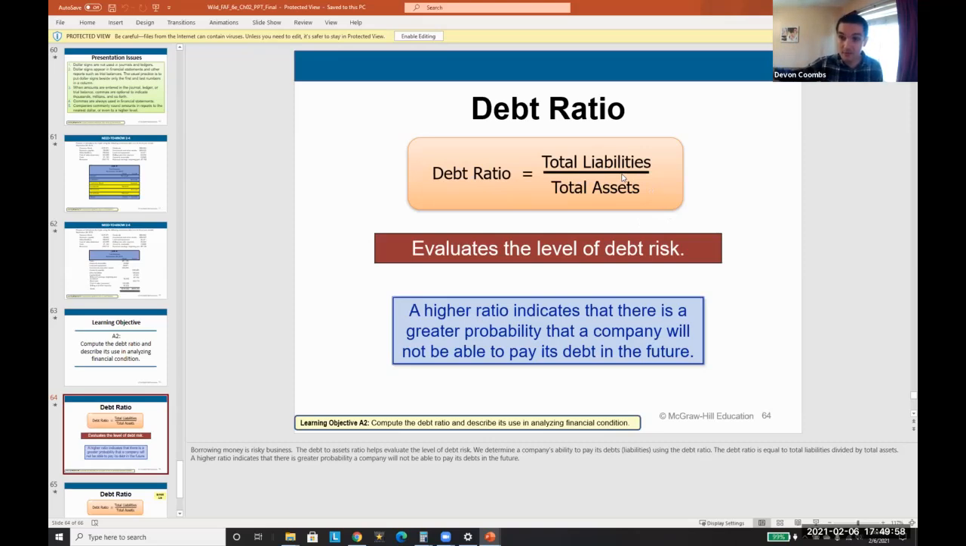Could that ever happen? No, it couldn't happen, right? We can't have more liabilities than assets. Assets equals liabilities plus equity, right? So that's a trick. Make sure you know that. Evaluate the level of debt risk. A higher ratio indicates that there is a greater probability that the company will not be able to pay its debt. If all of our assets are funded by liabilities, we're probably in trouble, right? So you could be over leveraged.